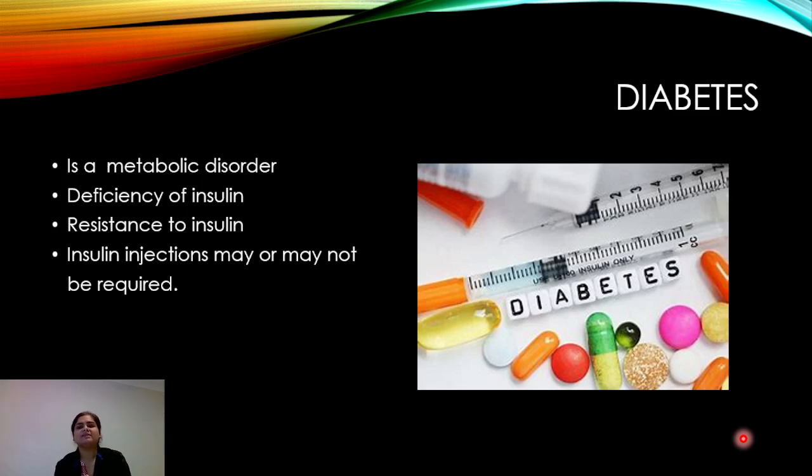So why is insulin so important in diabetes? Diabetes is a metabolic disorder where there is a deficiency of insulin in the body, or insulin is being produced by the pancreas but our body cannot use it. It has a resistance to insulin, or insulin resistance. Hence insulin injections may or may not be required in diabetes management.